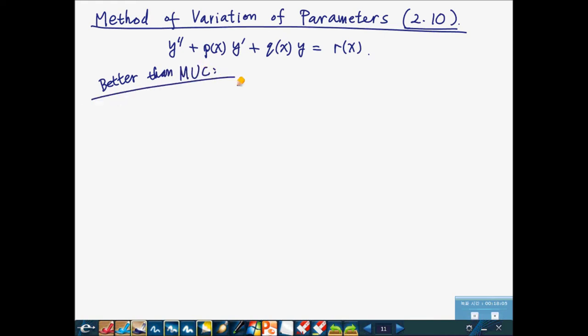in the respect that, number one, P is a function of X, right? Q is a function of X. In MUC, that has to be constant, right? The numbers. Otherwise, MUC cannot handle it, okay? But MVP can handle functions of X as the coefficients, okay? That's the first difference. And the second feature is R of X can be virtually any function.